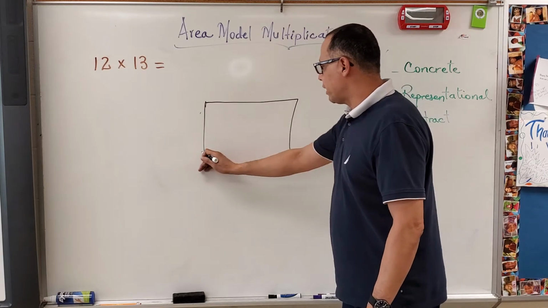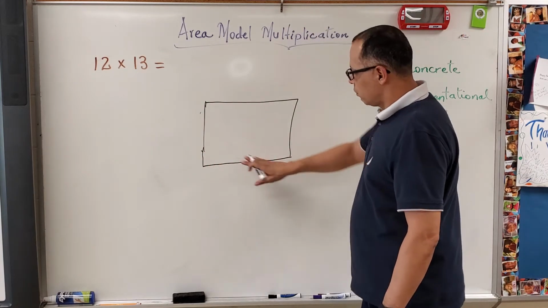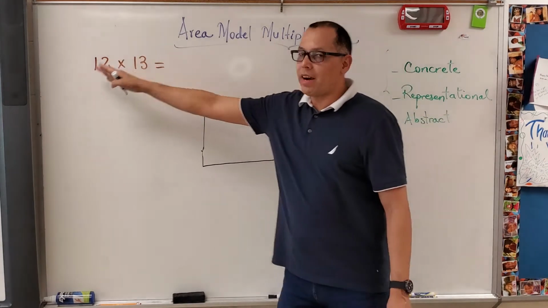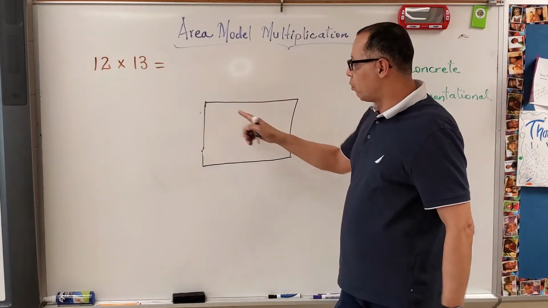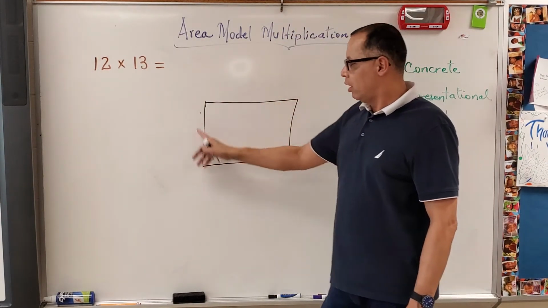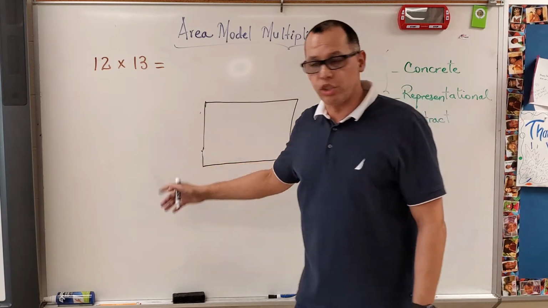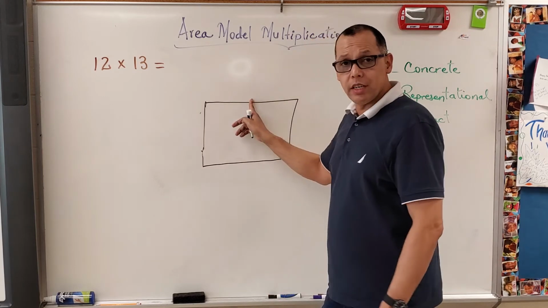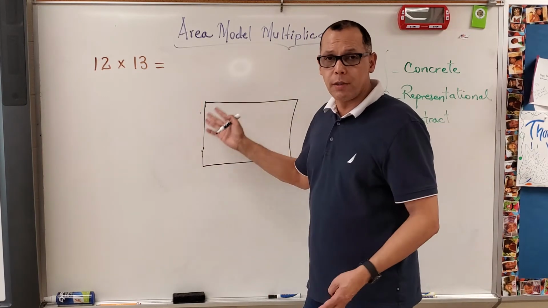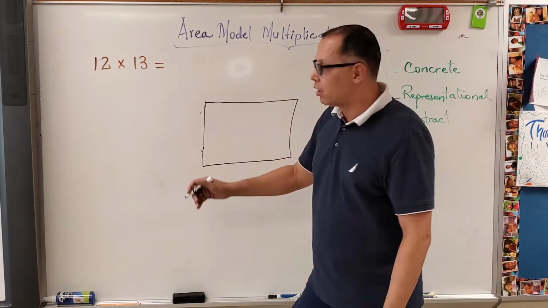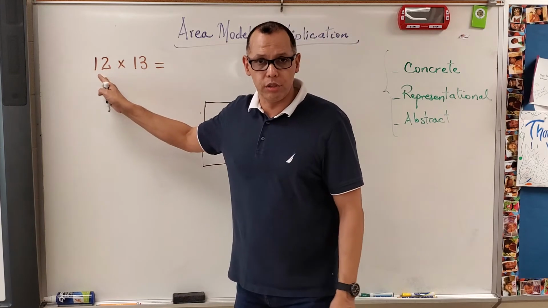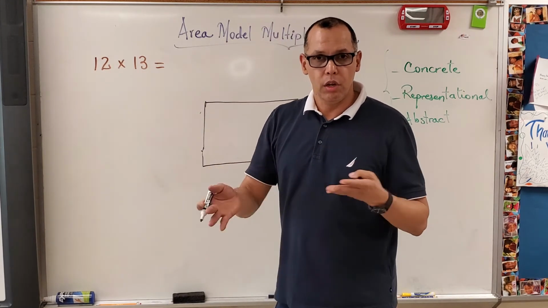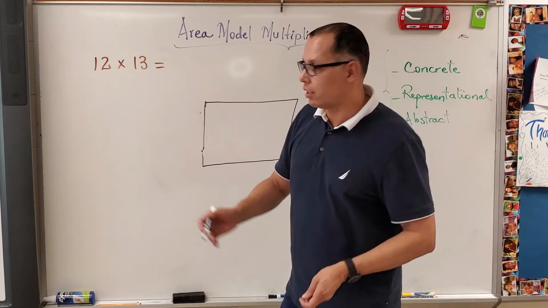It looks like a rectangle, right? But then I have to put my factors on the rectangle. One is going to be on this dimension, and the other one is going to be on this dimension. How do I get these numbers here? Can I just put 12 here and 13 here, or vice versa? No, I need to do something first. I need to decompose the numbers. Decompose means breaking them apart into place value units.